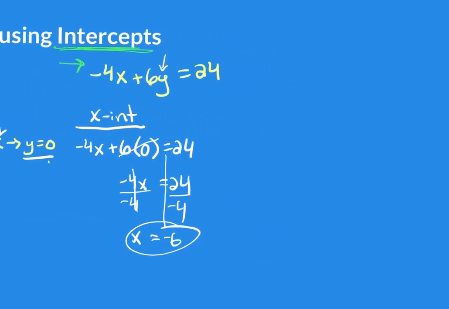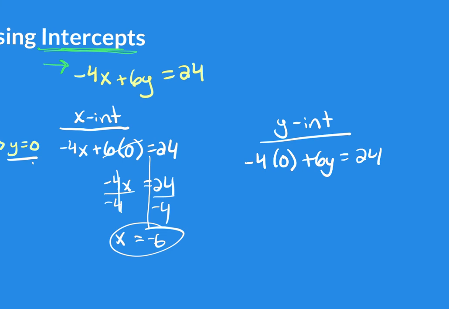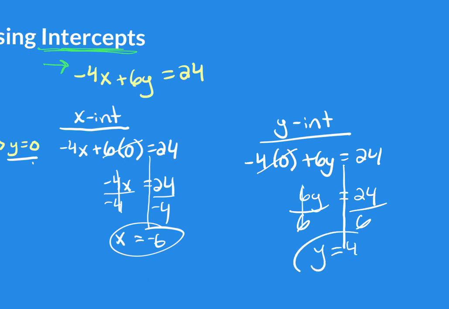All right, I'm going to move this over. We'll move it back for the graph. Let's look at finding the y-intercept. All right, so for x-intercept, we plug in 0 for y. So what are we going to do for the y-intercept? We're going to plug in 0 for x. So -4 times 0 plus 6y equals 24. And solve for y. So multiplying by 0 cancels that out. 6y equals 24. Divide both sides by 6, so y equals 4.